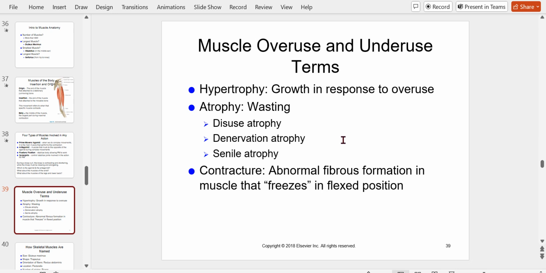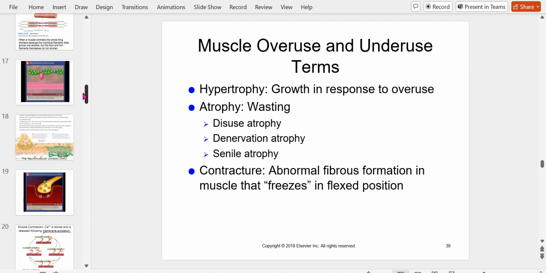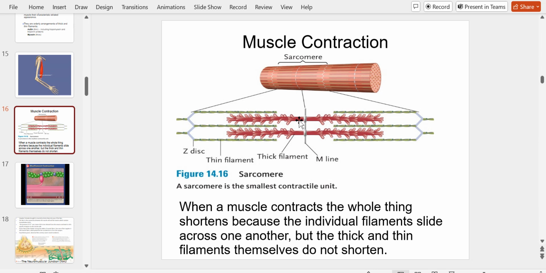Muscle overuse and underuse terms. Atrophy. You think of Arnold Schwarzenegger, the whole idea of building muscle. You remember these guys here? Here's your thick and thin filaments, here's your sarcomere. Now, the whole idea of Arnold Schwarzenegger building muscle, we're not talking about the steroids. Don't ever do steroids, by the way. You look at this here, the sarcomere, the contractile unit of a muscle.